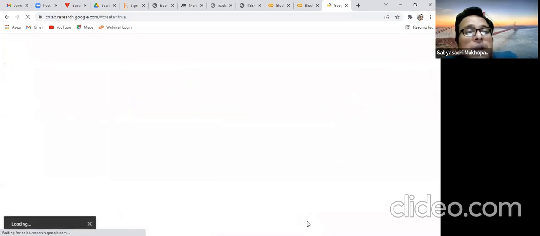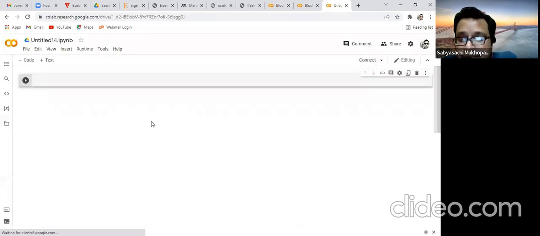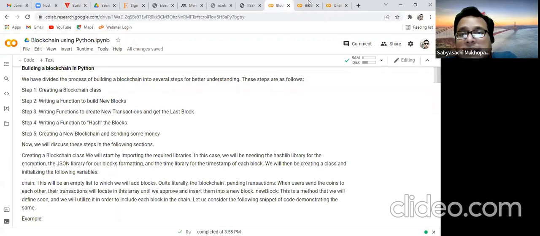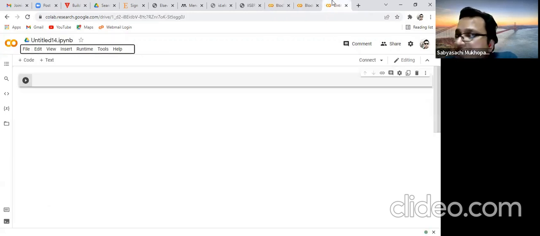If you want to upload an existing notebook, for example if you want to use my notebook, then once the screen appears in front of you, click on the File button and you will see the upload notebook option. You can click on the upload notebook button and upload this particular notebook named blockchain using Python. Then you can just reproduce the results.